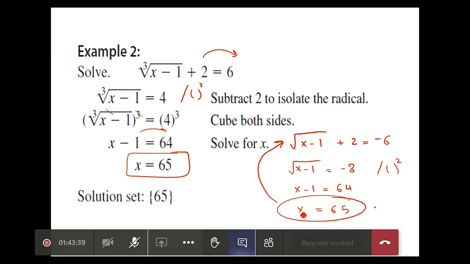Okay, now substitute x. So we have 65 minus 1 plus 2. This must equal negative 6. But we have 64 plus 2, which equals 8 plus 2. So this is not equal to negative 6. This is not equal, so this is not a solution.